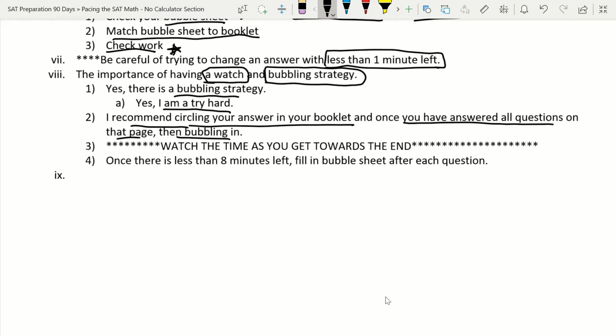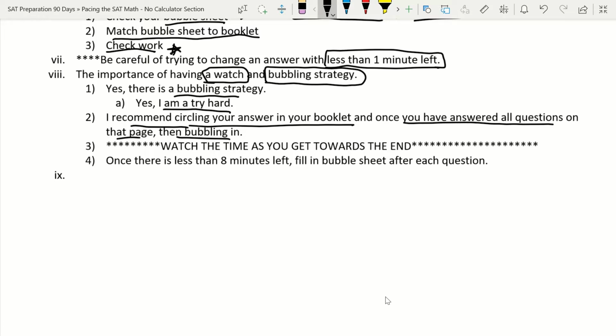Okay, so for example, let's say we had 3 questions in my test booklet. Let's say my answers were A for one, C for the next one, and D for the next one. Then once I answered all those questions on that page, I would just go bubble in A, then I'd bubble in C, and then I'd bubble in D. Okay, so that's just going to save me a little bit of time because I'm only switching back and forth from my test booklet to my answer sheet once every 3 questions or so, rather than once every question.